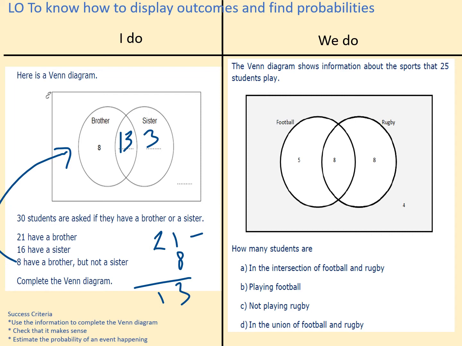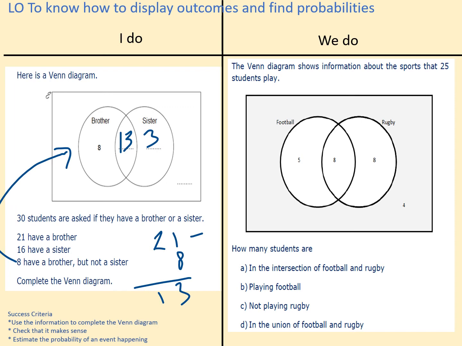So we had a go at these at the end of last lesson. So the Venn diagram, there are 30 students. They're asked if they have a brother or sister. It says there that 21 have a brother. There's already 8 that only have a brother. So 8 from 21 is 13. So 13 must go in the overlap, the intersection.